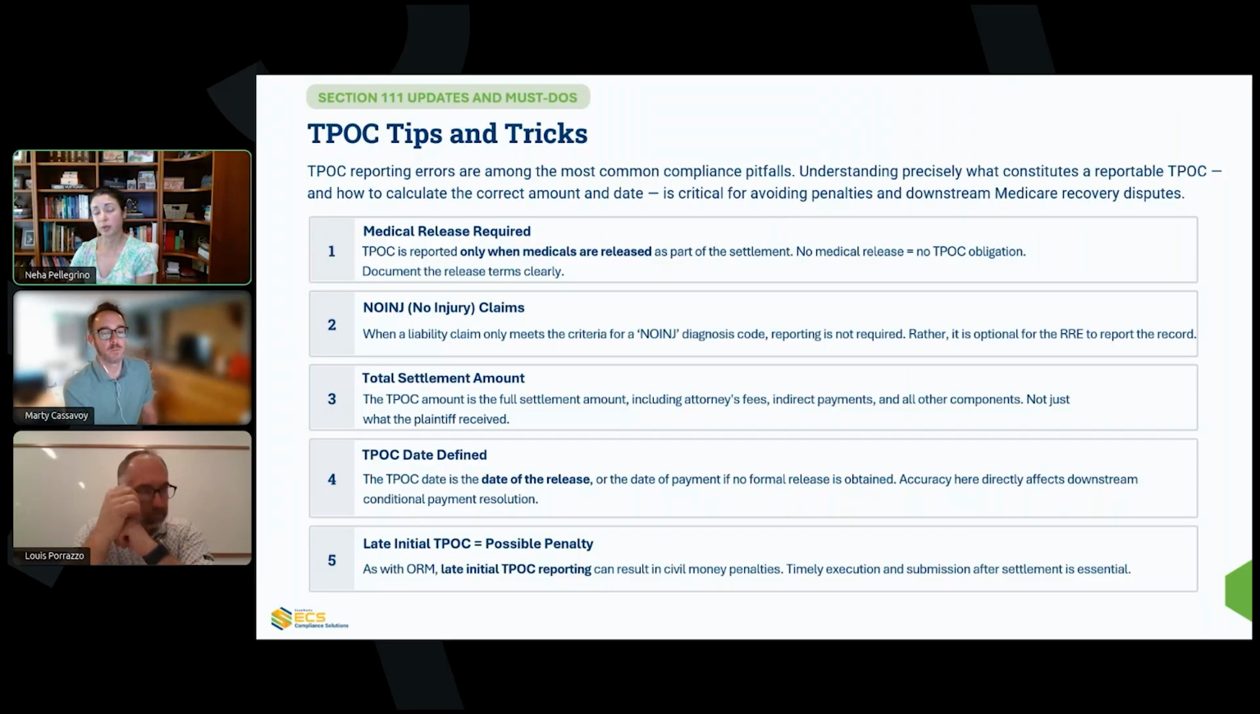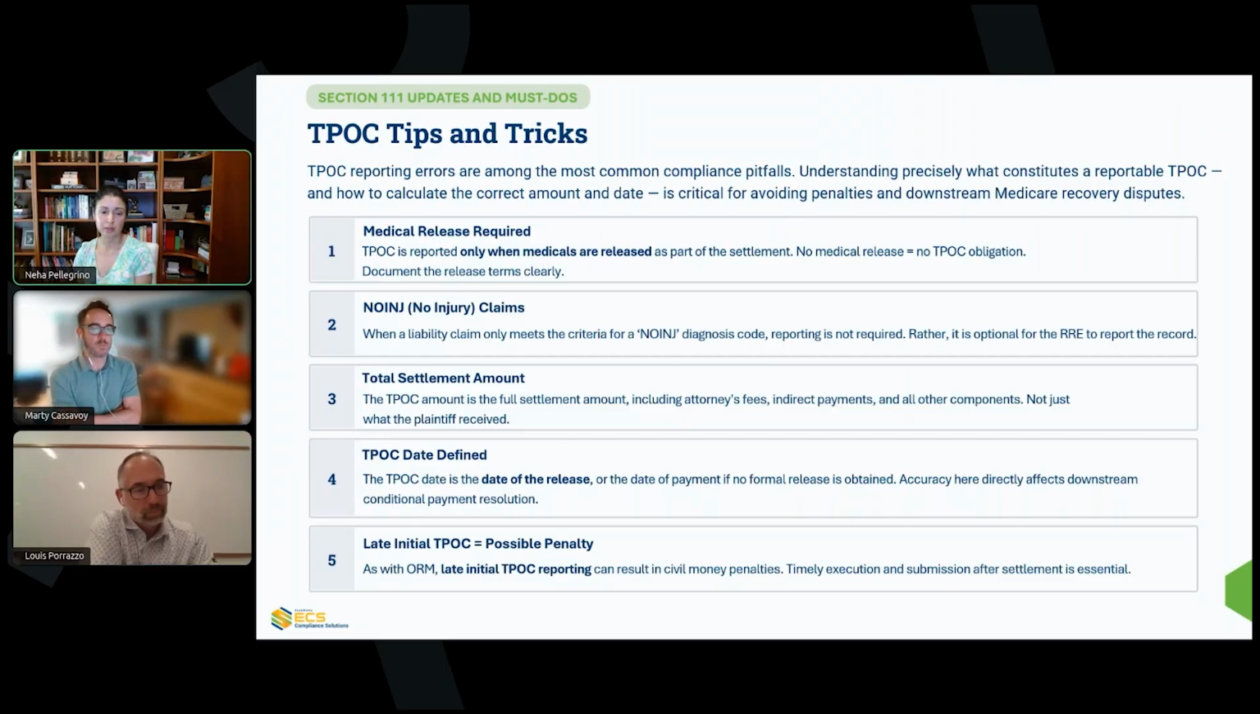In states where court approval is required, the TPUC date would actually be the later of the two, either the settlement agreement or the approval of that agreement. Where there is no written agreement, the TPUC date would be the date the payment is issued, and specifically the date of the first payment where multiple payments may be issued. And last but not least, we know that late reporting can impact penalty exposure. So, with CMPs now active, the timely reporting of TPUC post-settlement is extremely important.